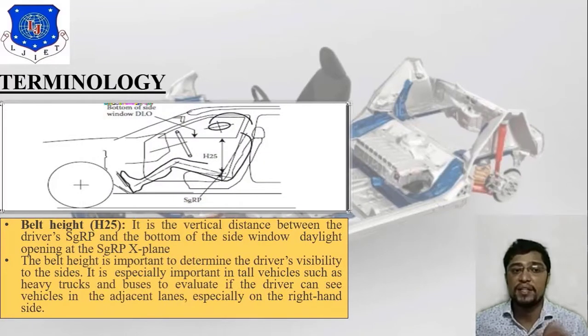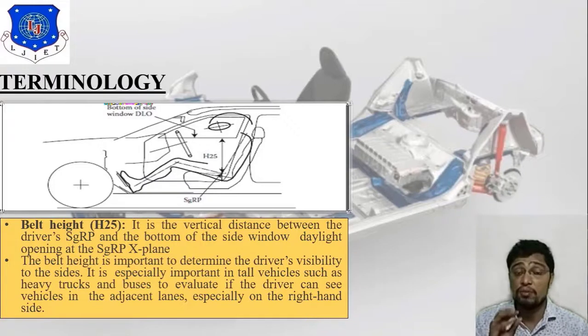Next one is belt height. In the image you can find H25. So this is the belt height. But what is the reference? The reference is HSGRP. It is the vertical distance from the driver's SGRP, or driver's H point referencing, to the bottom of the side window daylight opening, as explained in the slide. So this is the belt height concept.